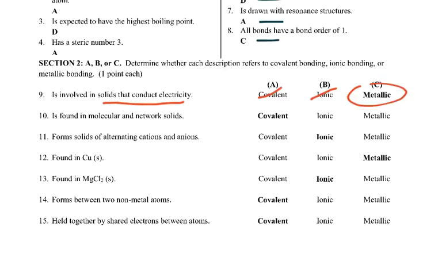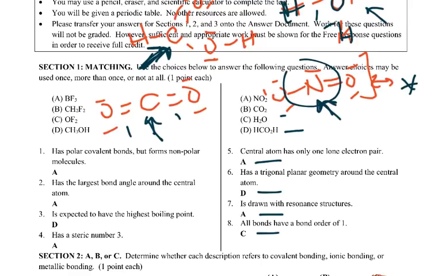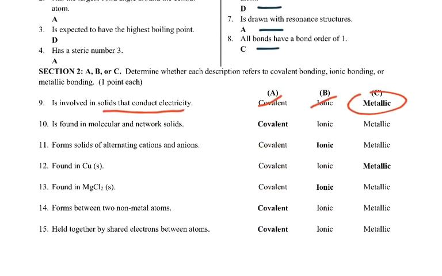Is found in molecular and network solids. Okay, so molecular solids are held together with covalent bonds, like all these examples up here. Okay, and the covalent network solids like diamond, those are totally held with covalent bonds. Form solids of alternating cations and anions, pretty obvious. Anions and cations are positive and negative ions, ionic compound. Found in copper, we should just recognize that copper is a metal, so it's metallic bonding.